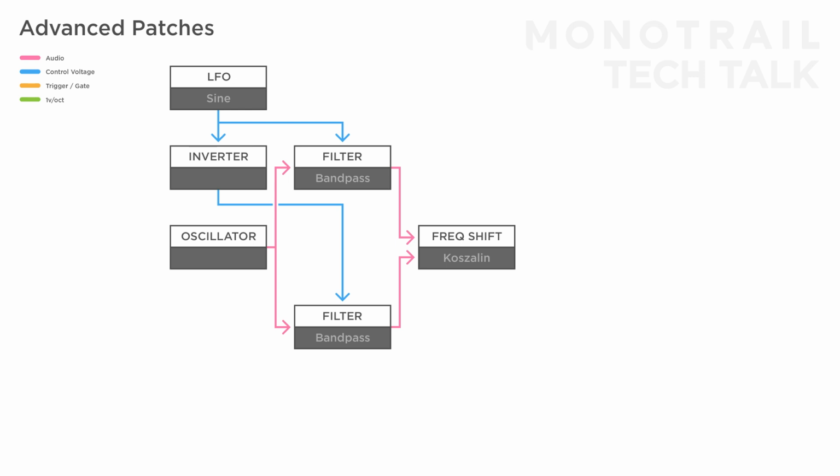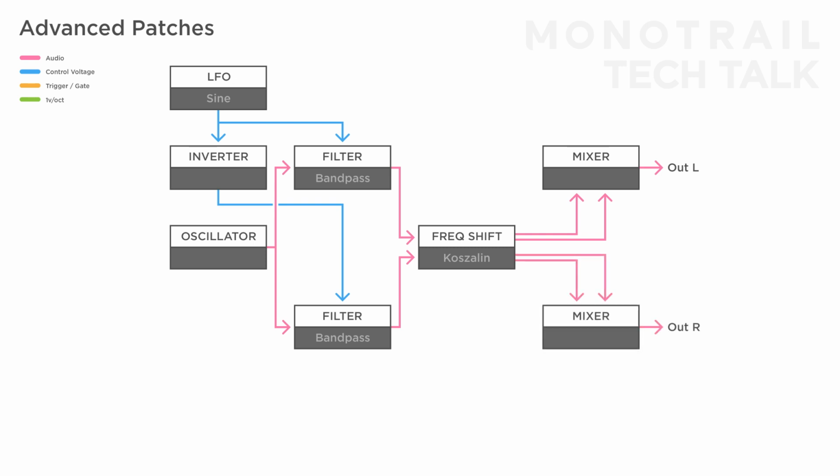This time, both the up and down shifted left outputs are sent to a mixer to create a master left output. And both the up and down shifted right signals are mixed to create the right signal. In some cases this can lead to phase cancellation, but in others to interesting sounds.